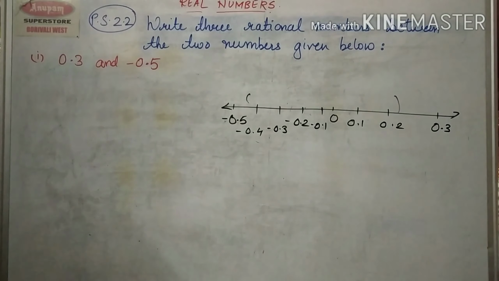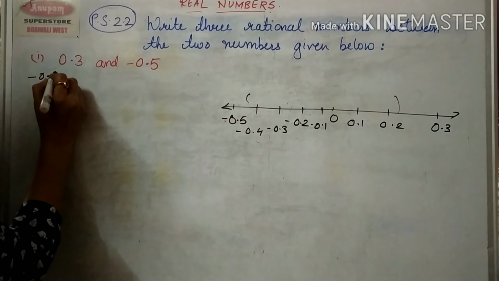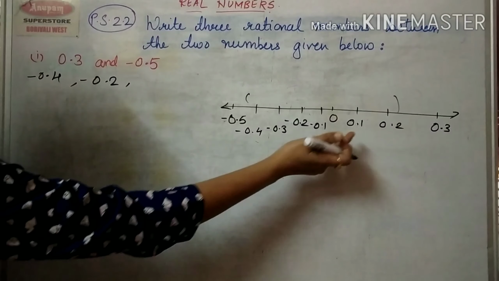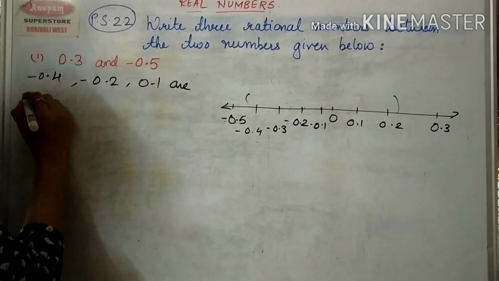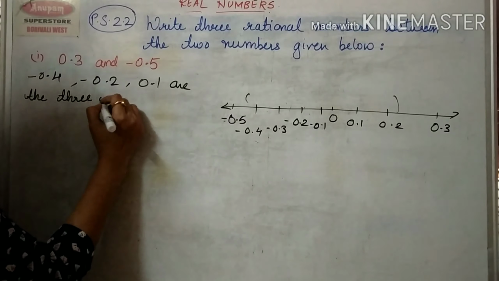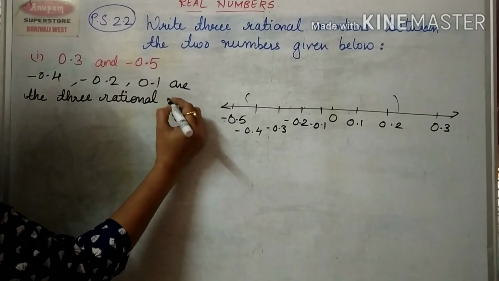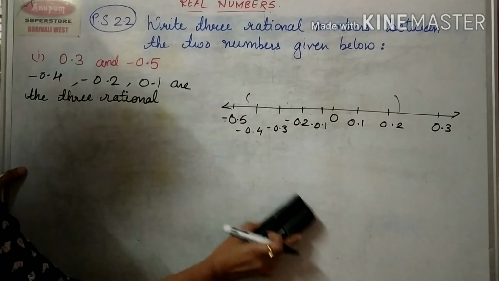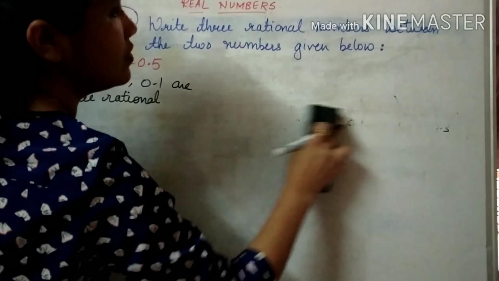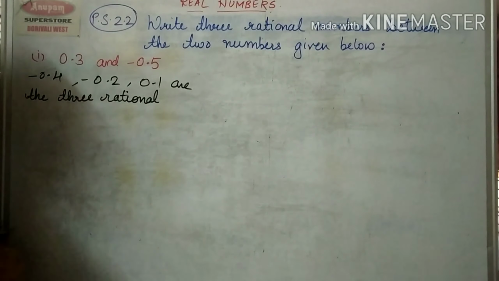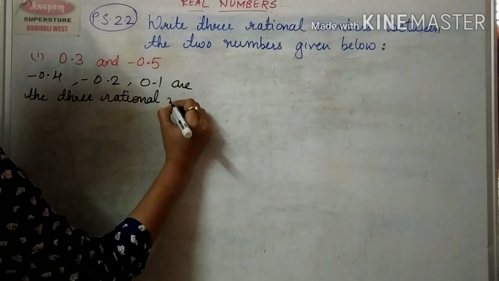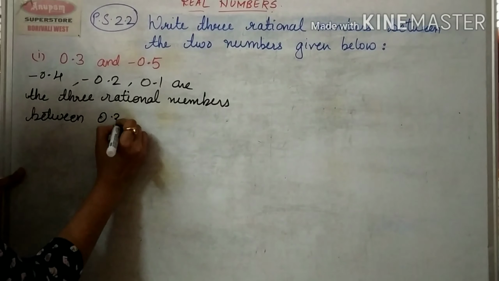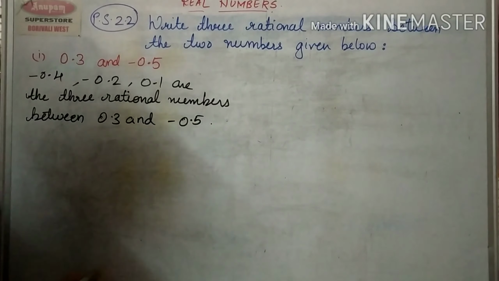Okay, so I'll choose any three numbers. I'll say minus 0.4, then minus 0.2, and 0.1. These are the three rational numbers between 0.3 and minus 0.5.